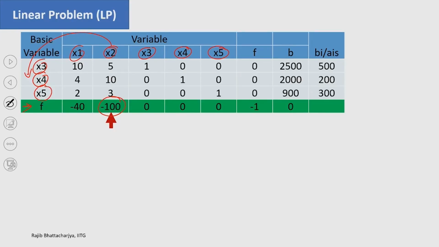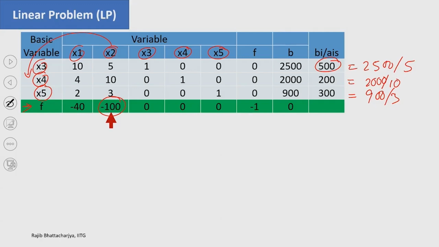So, what will it replace? We have to calculate the ratio of bi by ais. So, the ratio for the first one is 2500 divided by 5. So, I am getting 500. Then for the second one, that is 2000 divided by 10, I am getting 200, and for the third one I should get 900 divided by 3. So, therefore, I am getting 300.